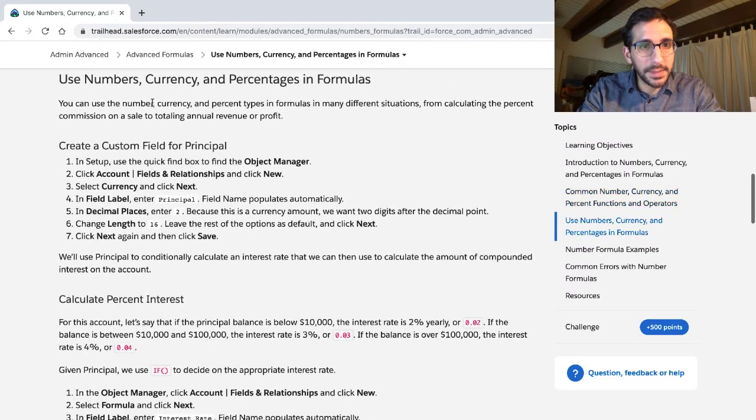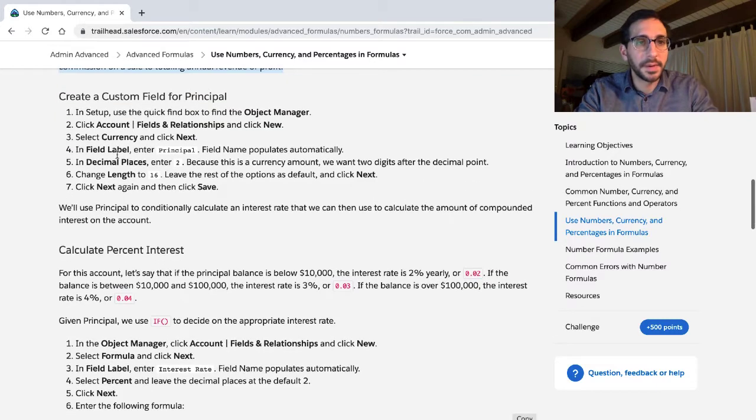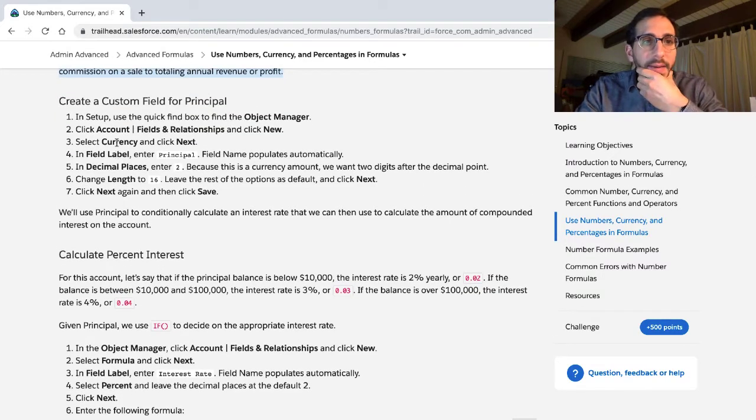Use numbers, currency, and percentages in formulas. You can use the number, currency, and percent types and formulas in many different situations, from calculating the percent commission on a sale to totaling annual revenue or profit. Here we go. In setup, use the quick find box to find the object manager.